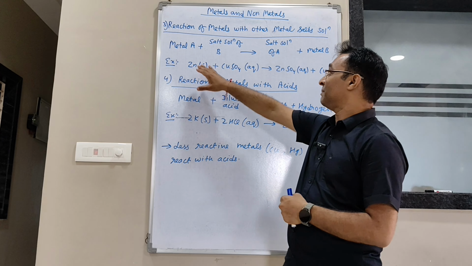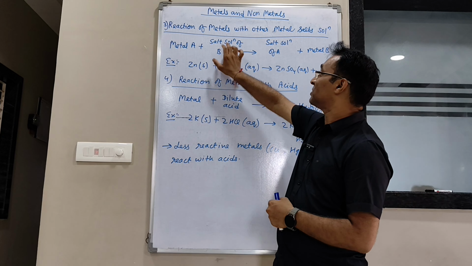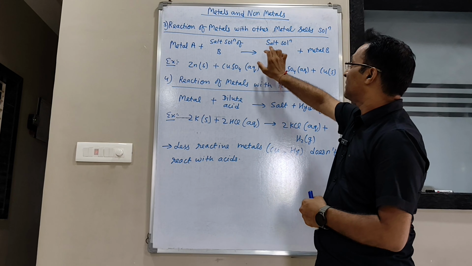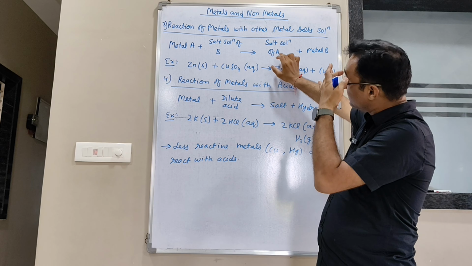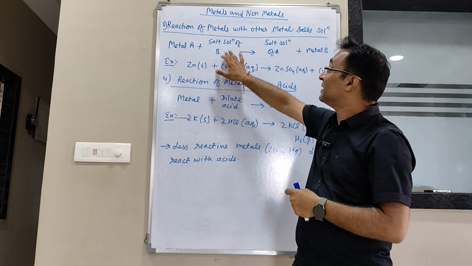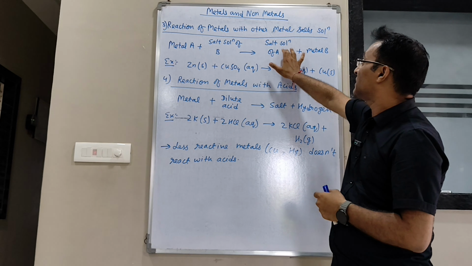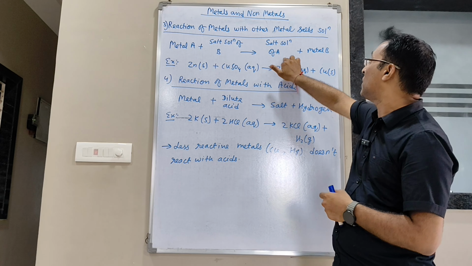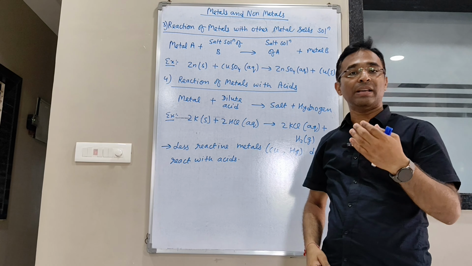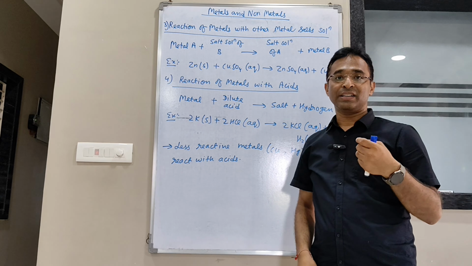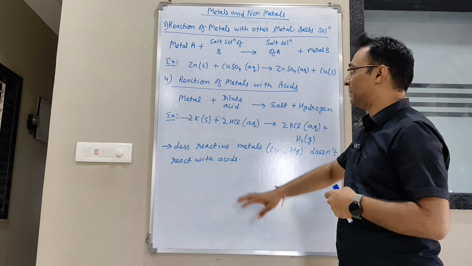Let's see. When a metal A is reacted with the salt solution of B, then A displaces the metal present in the salt solution of B, and the salt solution of A is formed and metal B is separated out. Now let's understand better with the help of an example.